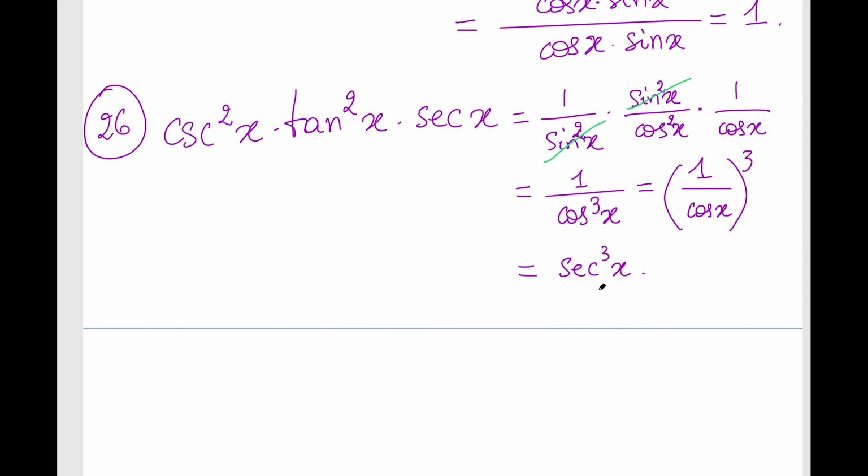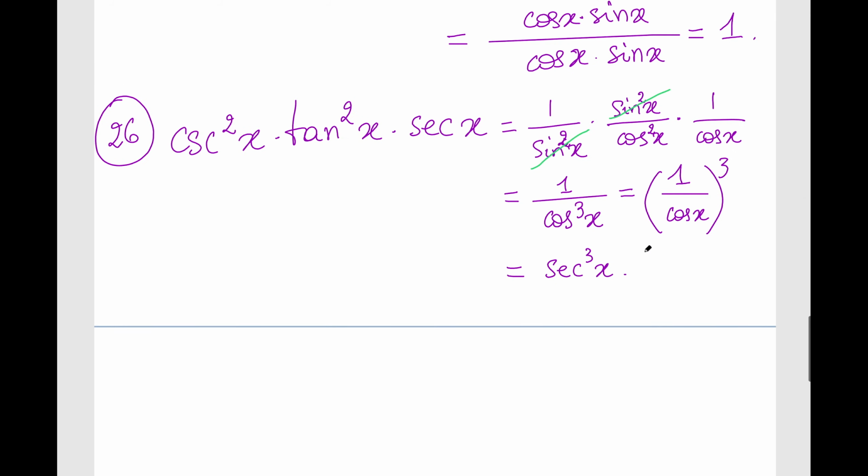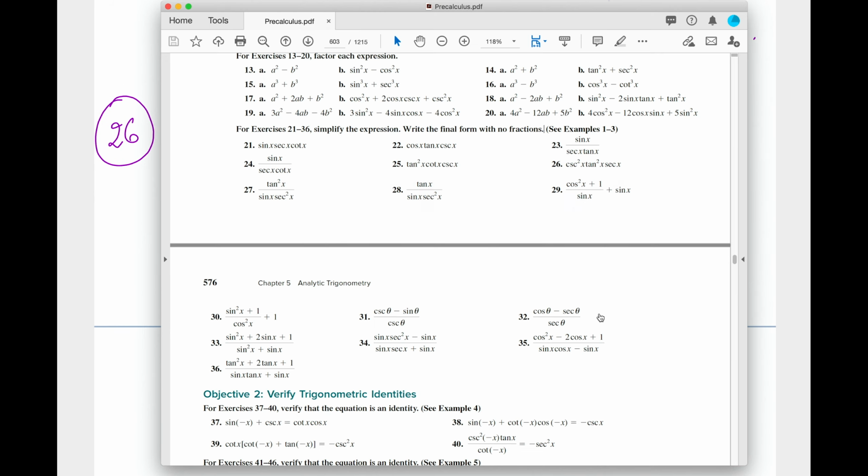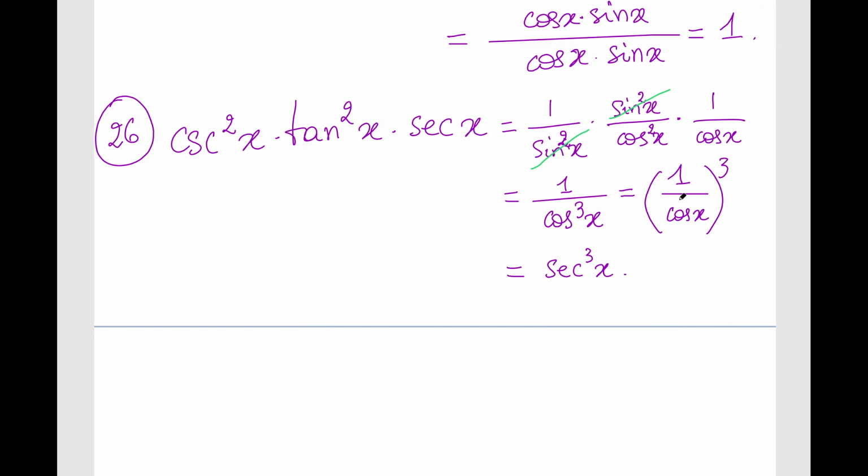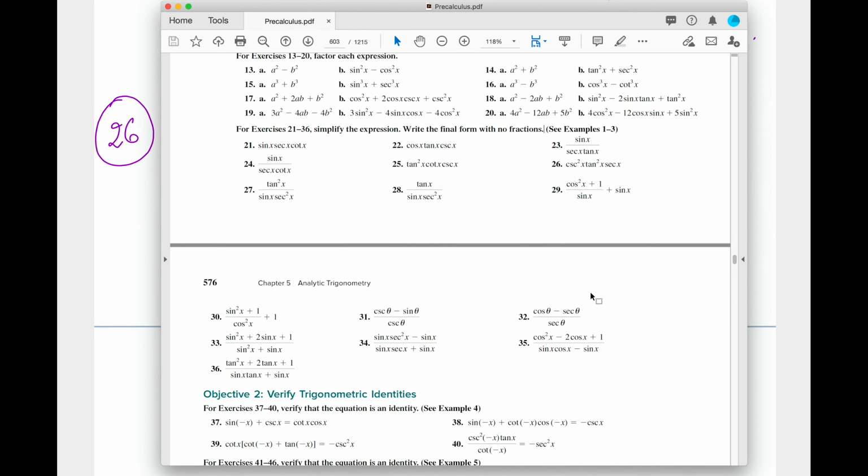Why did I write it this way for the last step? Because look, in the question they said they don't need any fractions. So even though I could have left the answer as 1 over cosine cube, they said they don't need fractions. So I have to realize what 1 over cosine is. Okay. All right. Let's go back to the book.